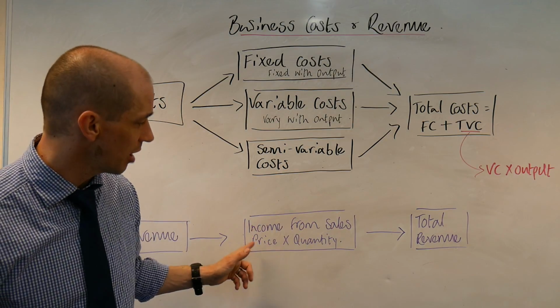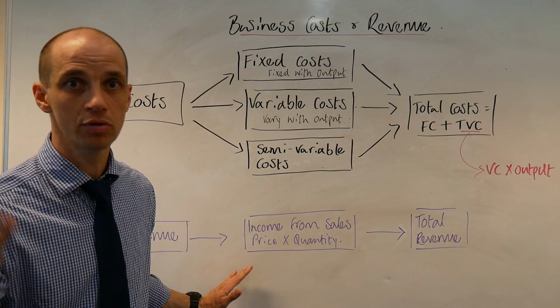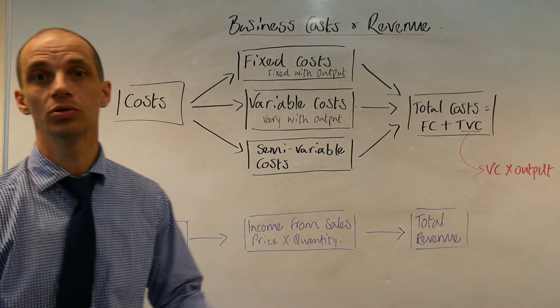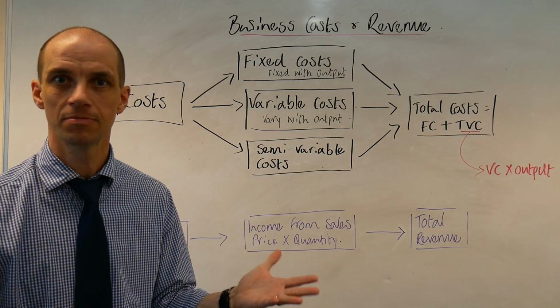Okay, so it's income from sales. You work that out through price times quantity, nice and straightforward, and that tells you your total revenue. Okay, there we go, simple as.